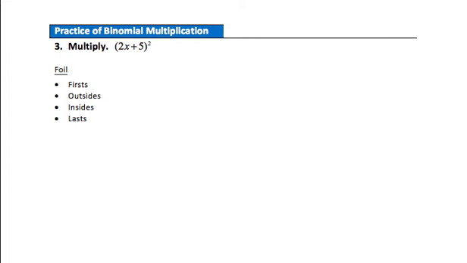Okay, now let's go ahead and practice another binomial multiplication. You notice here I have this 2x plus 5 squared. Students might be tempted, or are often tempted, just to take and square each of these terms. Square the 2x, square the 5. That's not going to give us the correct answer, because what happens is we'll miss our middle term.